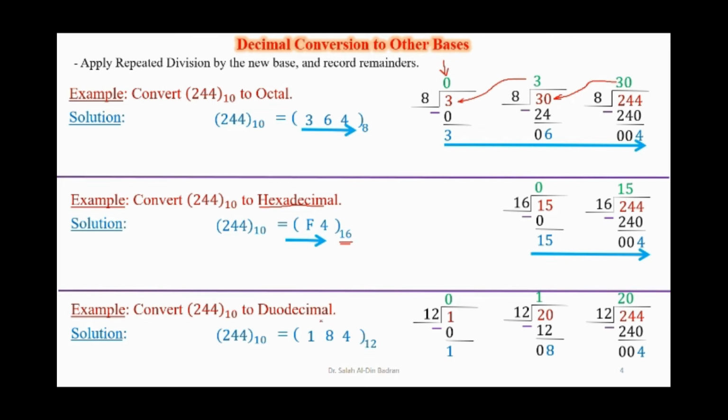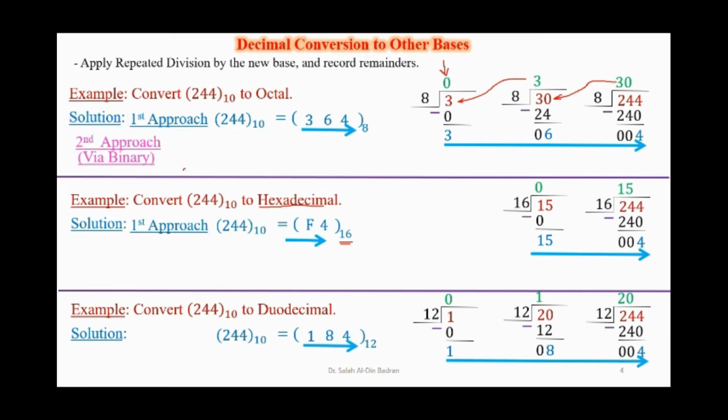The same thing with dual number. You will not get 15 or 16. The second approach is going through another system via binary system. We write the same number that we have got in the previous example. We will write it here. This number is the same as this. This is the binary form of the decimal number 244.